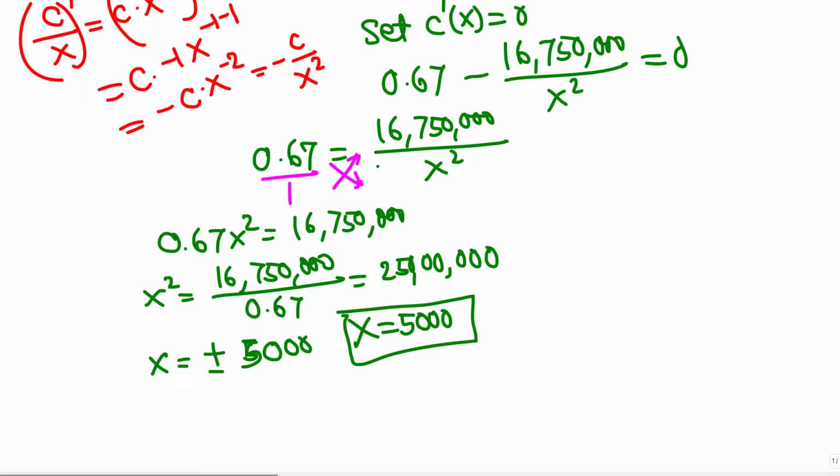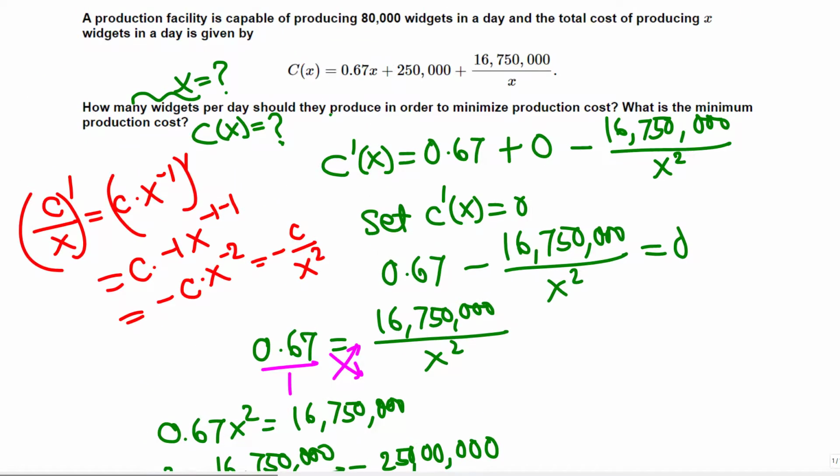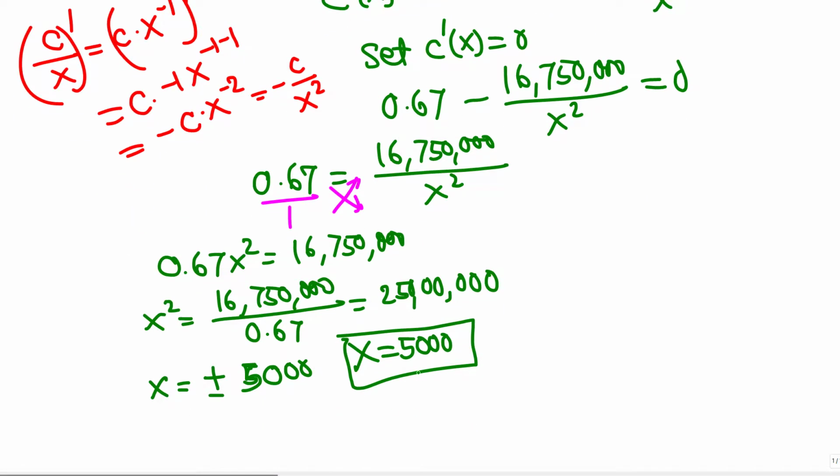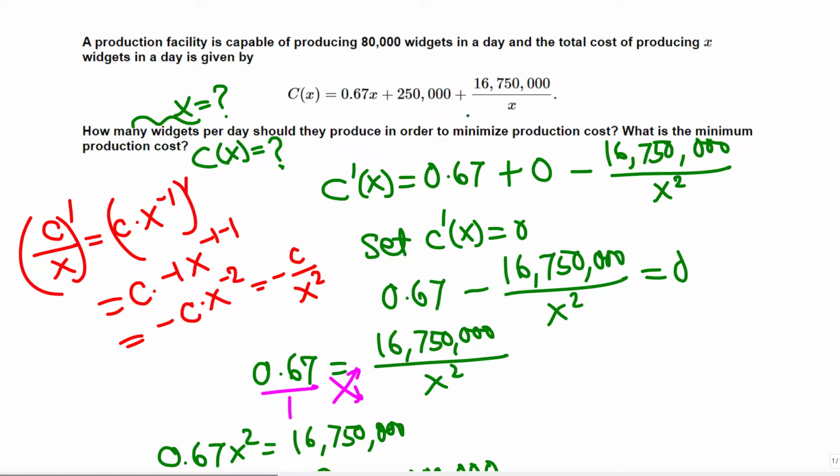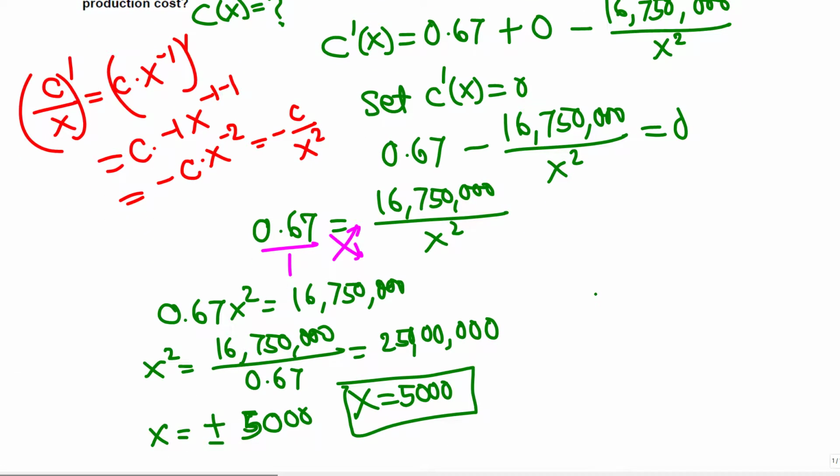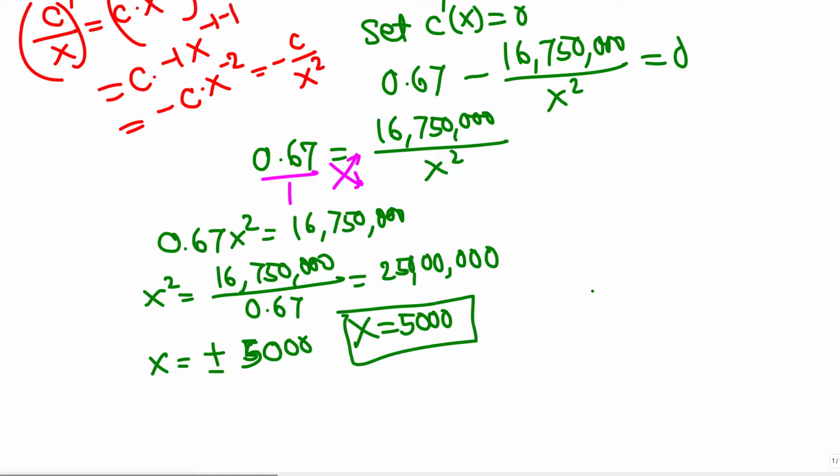Now we want to evaluate the cost. This is the total cost function at the critical number and at the endpoints of the interval. The interval is not given, but read the question. This facility is capable of producing 80,000 widgets. So the maximum is 80,000. That's the cap, and the minimum is 0. Okay, so let's do it. Let's evaluate the function.